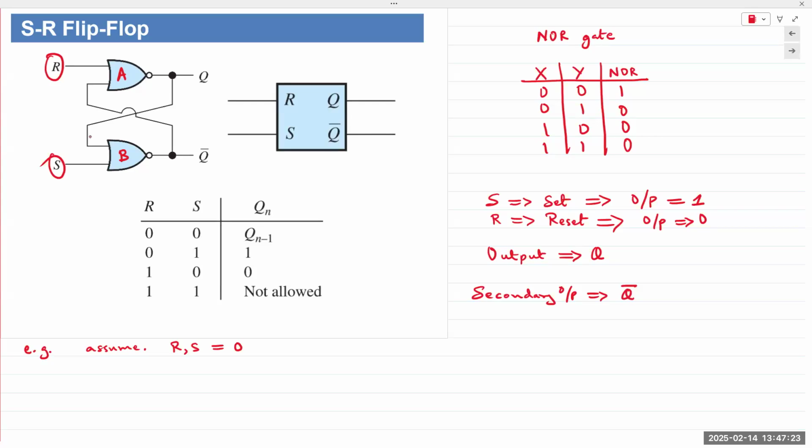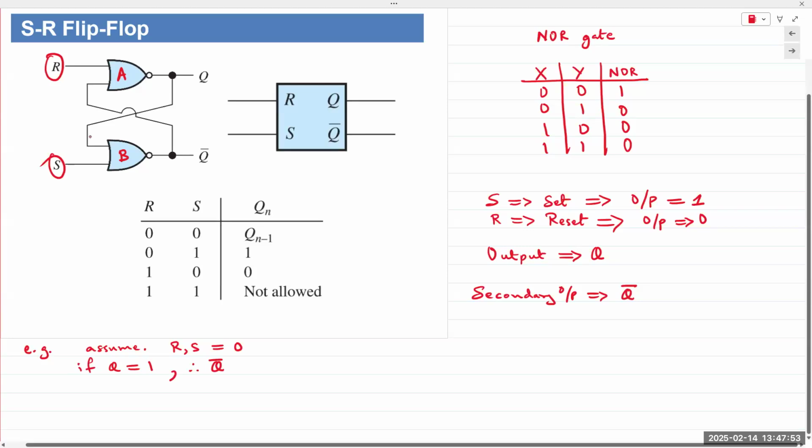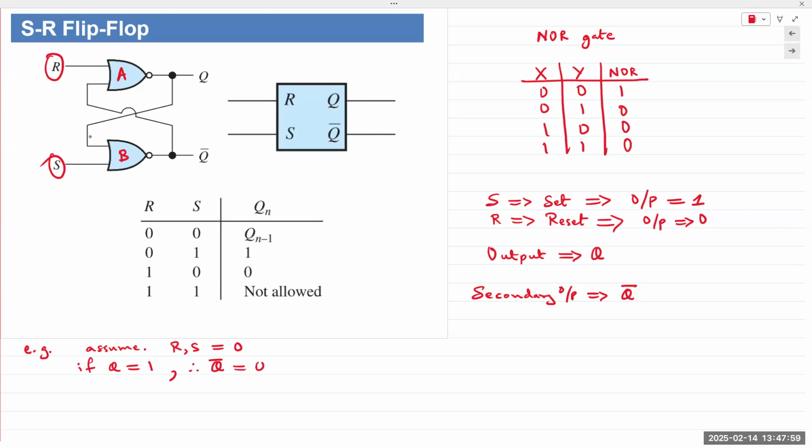How do we begin analysis? Well, for 0 and 0, let's assume that output Q is equal to 1. R and S, the inputs to the flip-flop, are 0 and 0. If Q is equal to 1, what can we say about Q naught? If Q is 1, what is Q naught? 0. So we can begin our analysis from this state.